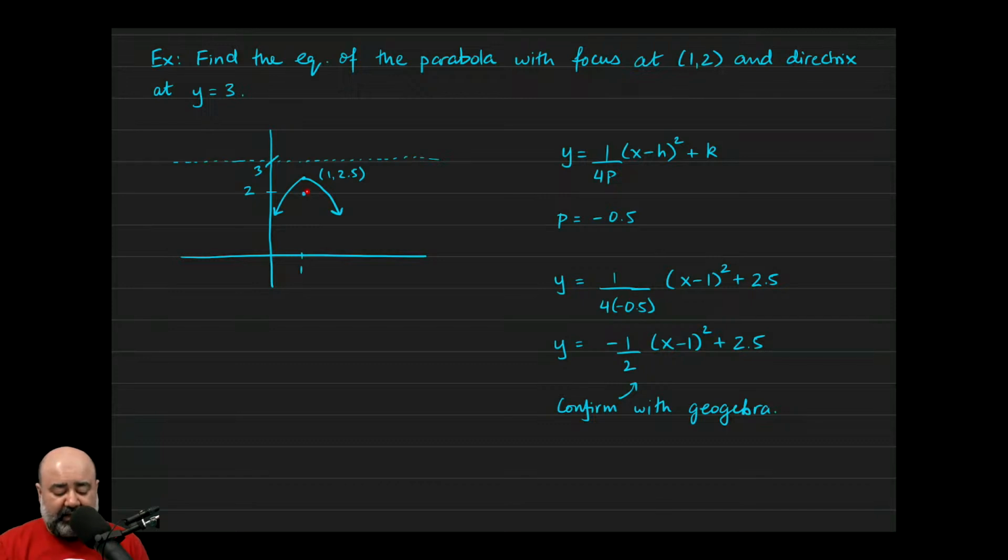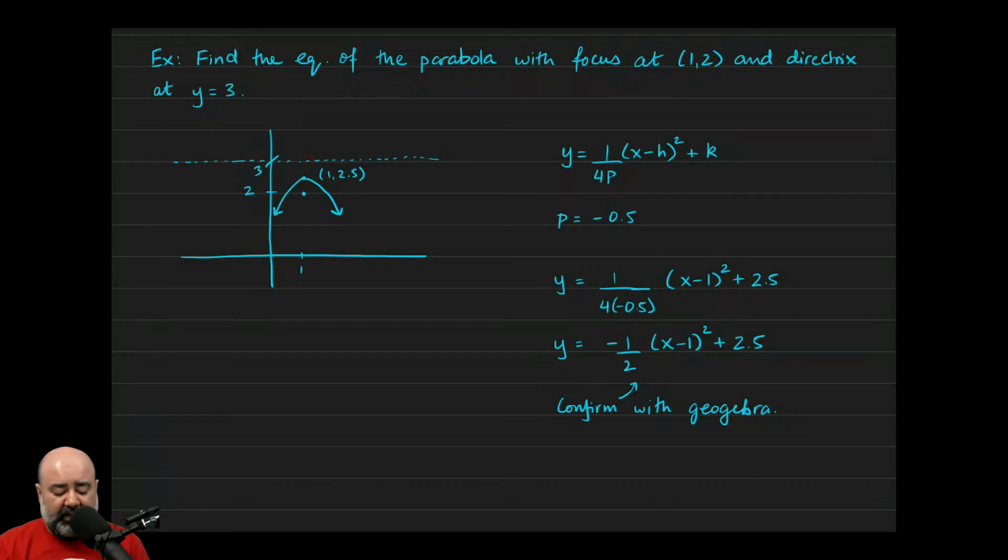So in this case, that point halfway between 1, comma 2 and 1, comma 3 would be 1, comma 2.5. 2.5 is halfway between 2 and 3. So if I know what my vertex is, I can figure out what my p-value is. Remember that p is the distance from the directrix to the vertex, or the vertex to the focus.